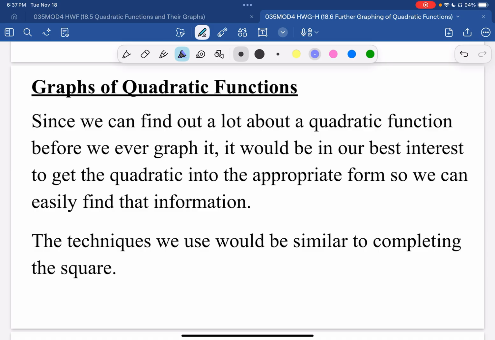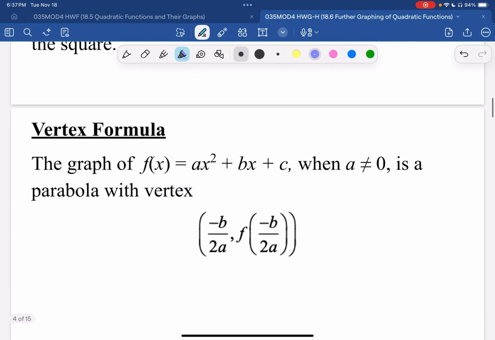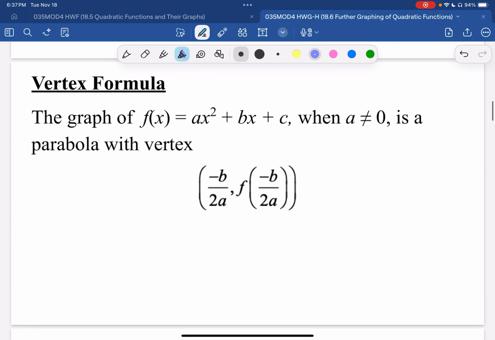But since we can find out a lot about a quadratic function before we ever graph it, it's usually in our best interest to get that quadratic into an appropriate form so we can find out that information. If you wanted to do that, we would use a technique similar to completing the square.